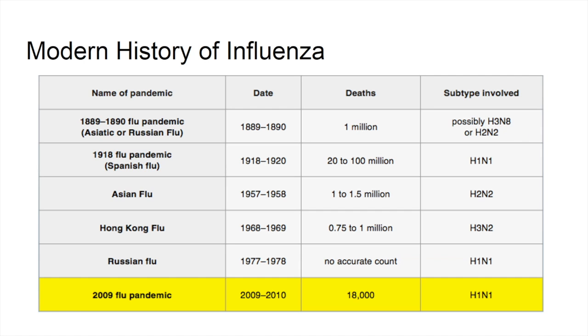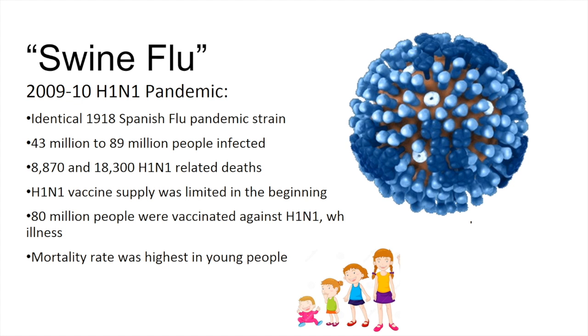The 2009 flu pandemic, also known as swine flu, was identical to the 1918 Spanish flu strain. Even though between 43 and 89 million people were infected, there were relatively very few deaths related to the virus. This is because of the availability and utilization of the vaccine once it was readily available. Similarly to the Spanish flu, mortality rate was highest in younger people.